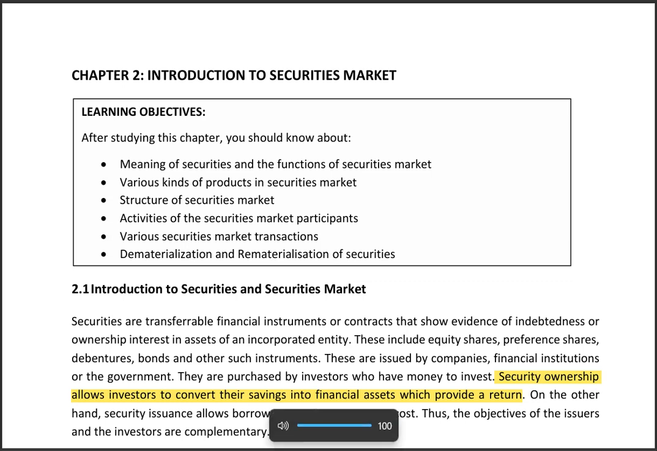So as a part of the research analyst certification course for the exam preparation, we will continue with chapter 2. This chapter 2 is named An Introduction to Securities Market. If you see, this chapter has some weightage.